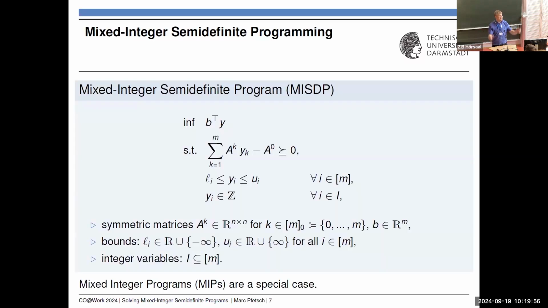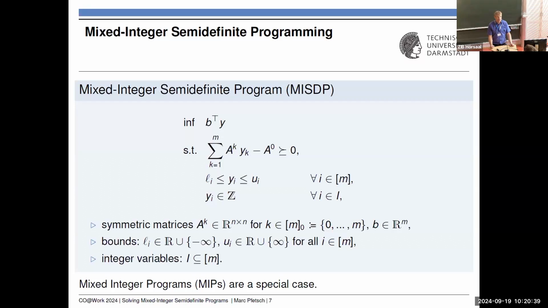Okay, and then we are finally at the topic of this talk, namely mixed integer SDPs. So what I've done here, I've taken the dual form of the SDP, as you can see, and then I added bounds for the y variables, l_i less or equal y_i less or equal u_i, and some of the variables should now be integer. Okay, so the set capital I denotes the indices that should be integer. And the bounds are there because we need them later to branch on them, essentially. So they will encode how we branch. But everything else is the same as before.